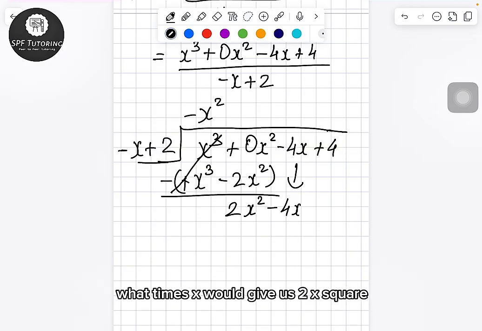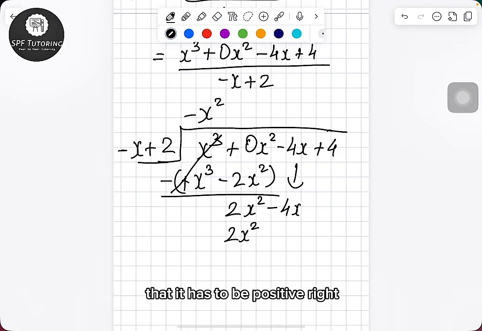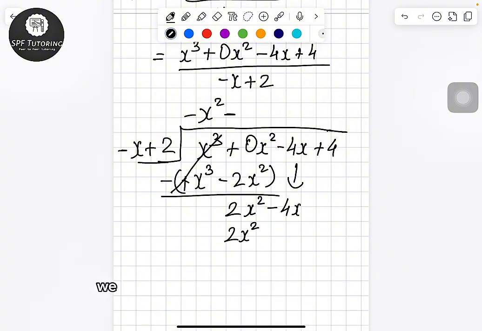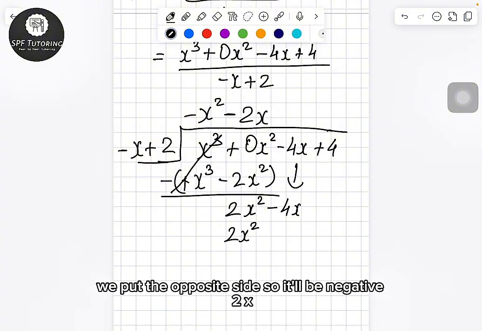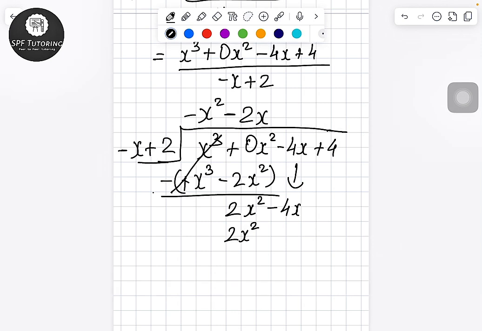What times x would give us 2x squared? That is simple: 2x times x gives 2x squared. But we have to be careful about the sign, that it has to be positive. So to make both things positive, we put opposite signs. It would be negative 2x, because negative 2x times negative x would give us a positive 2x squared.